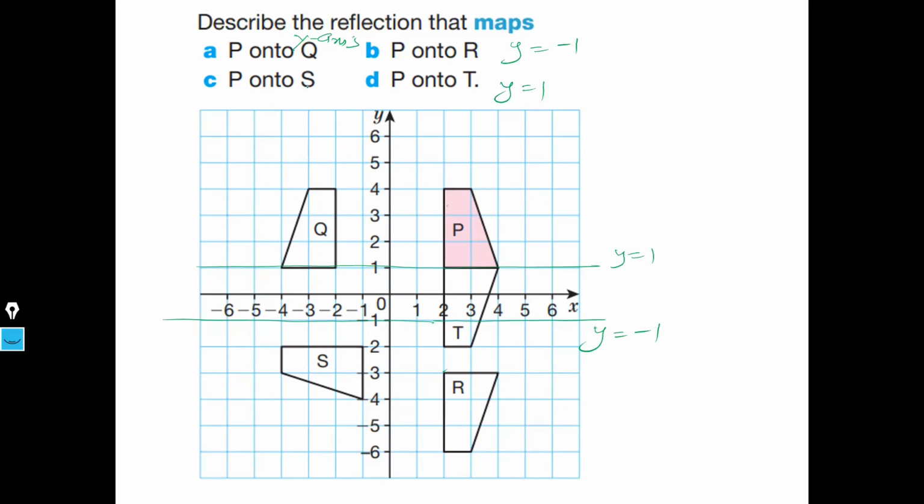P onto S, again the same. You can very easily check, y is equal to -x again.